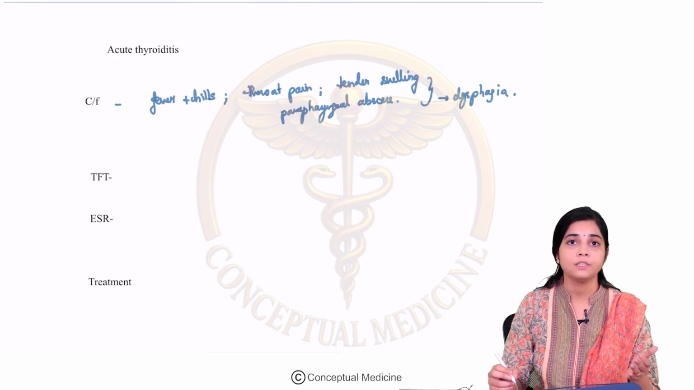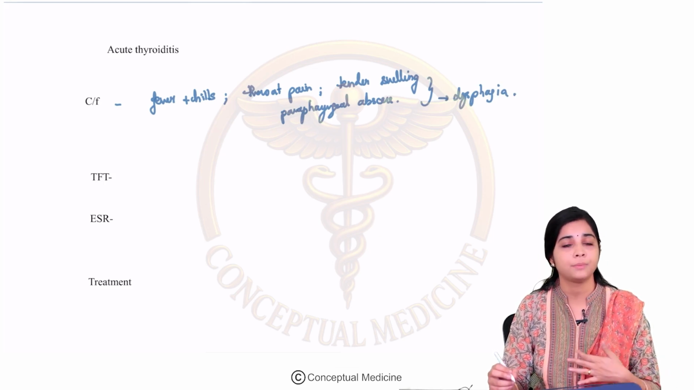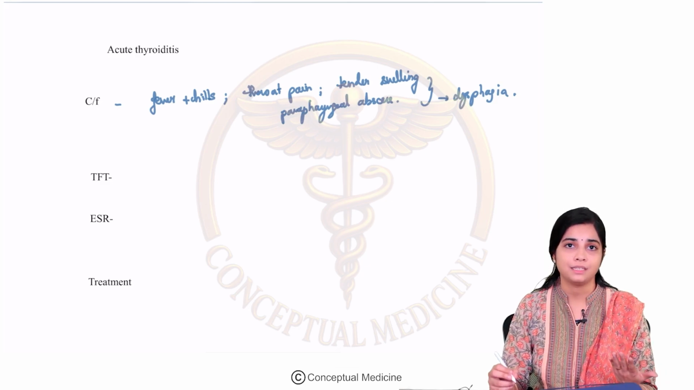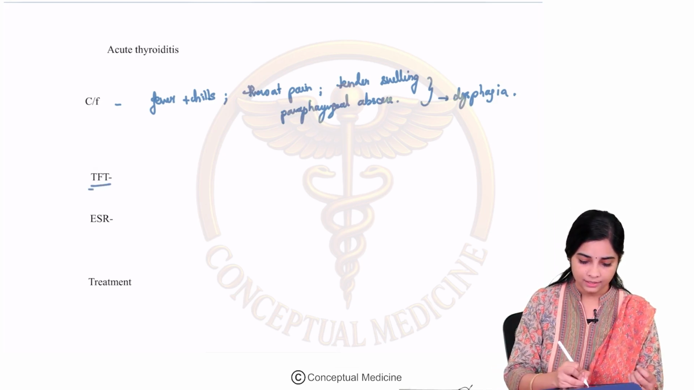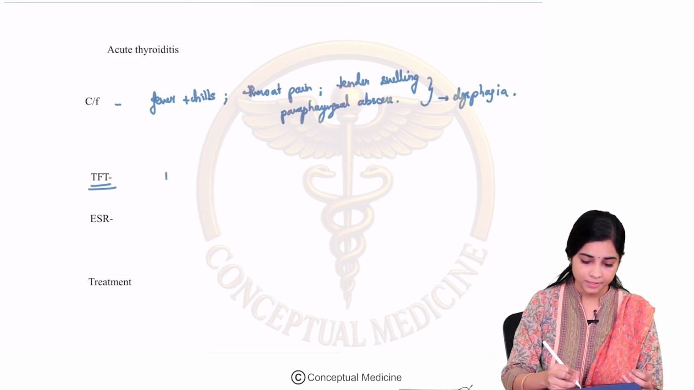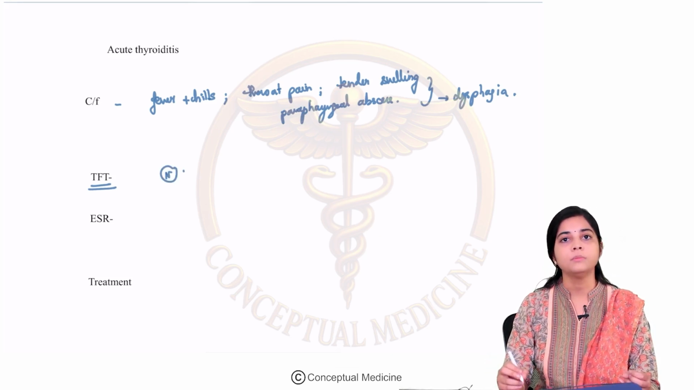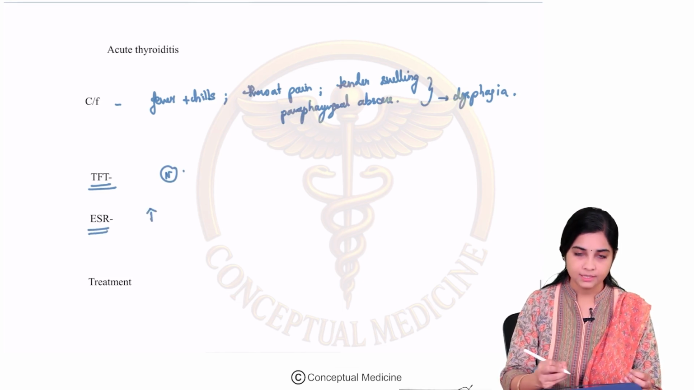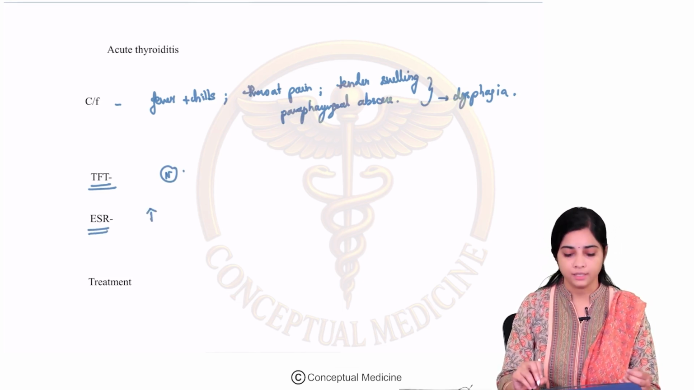It can cause fever, chills, the patient will feel sick, he will not be able to eat, there will be pain in the anterior aspect of the neck, you may find a tender swelling and you can have complications as well. So when you look at the thyroid function test in acute thyroiditis, most often it will be normal. The ESR and CRP, as there is some infection going on, will be elevated.